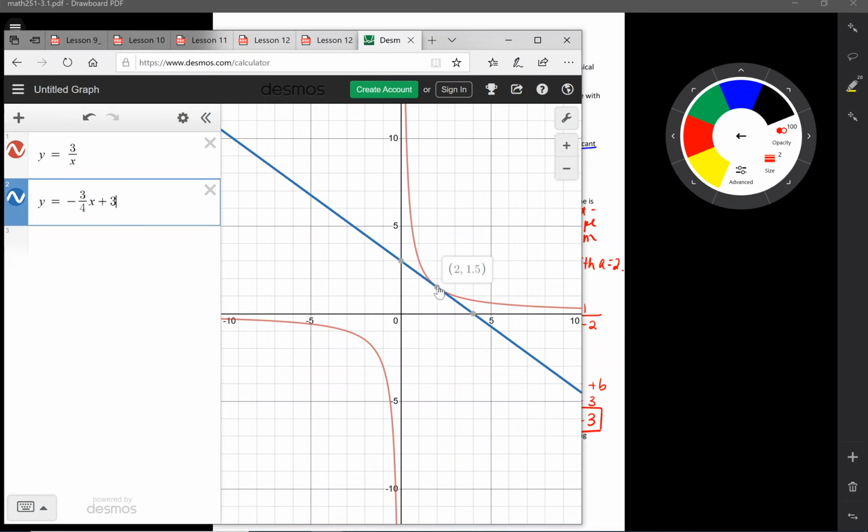At the point 2 comma 1.5, our tangent line, which is the blue one, just touches our red curve at exactly that point. And it also has the same exact slope at the point 2 comma 1.5. It just touches our graph at one single point, and then it bounces back off. Again, it has the same exact slope as the red curve at the point 2 comma 3/2. So this is what it looks like to have a tangent line. Pretty cool, huh?